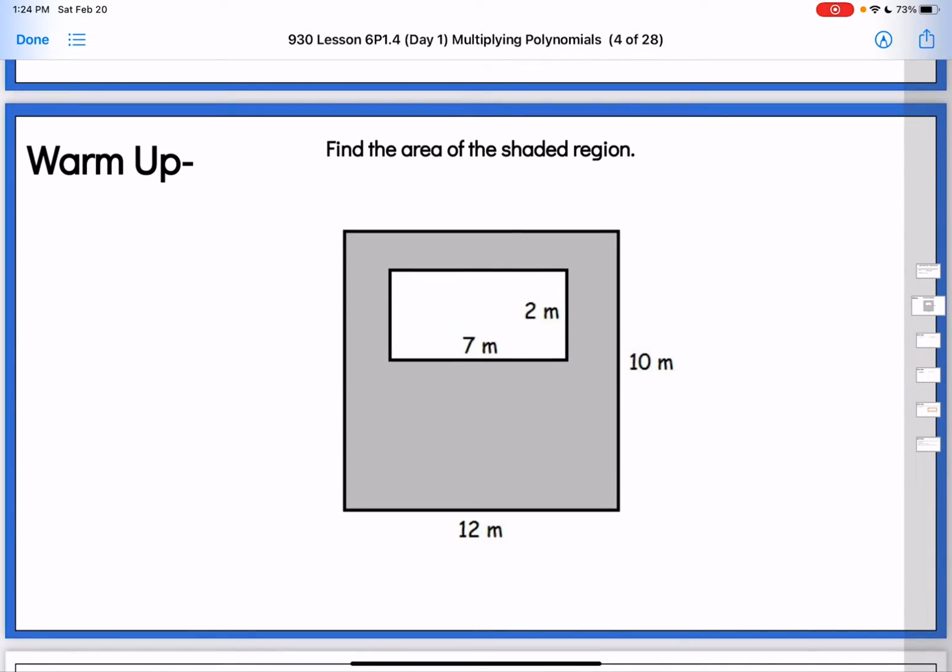Here's a shape, and we would like you to find the area of the shaded region. This is review. Hopefully you have a pretty good understanding of what you would want to do. So pause your video and tackle that warm-up.